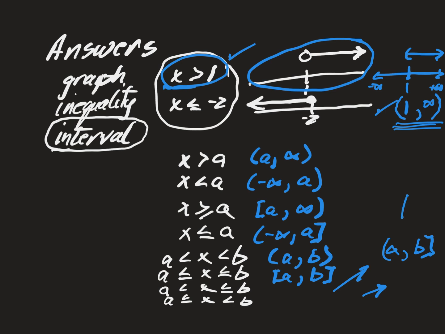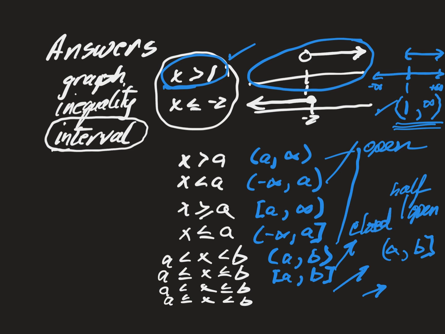These are called half open intervals. But all parentheses, this one, this one, this one, those are all called open intervals. And then the ones where you have both brackets, those are called closed intervals. Okay? So half open, open, closed intervals.